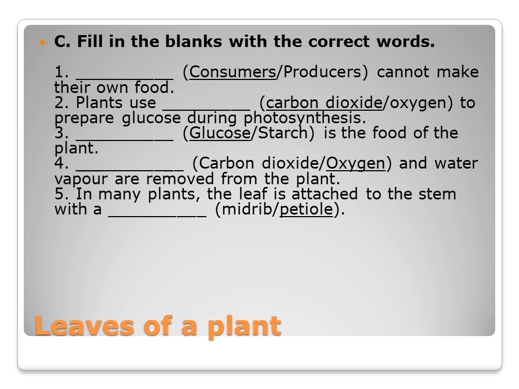So plants need carbon dioxide, but what is removed? Oxygen is removed. Fifth one, in many plants, the leaf is attached to the stem with a dash. How is the leaf attached? Mainly by the petiole.